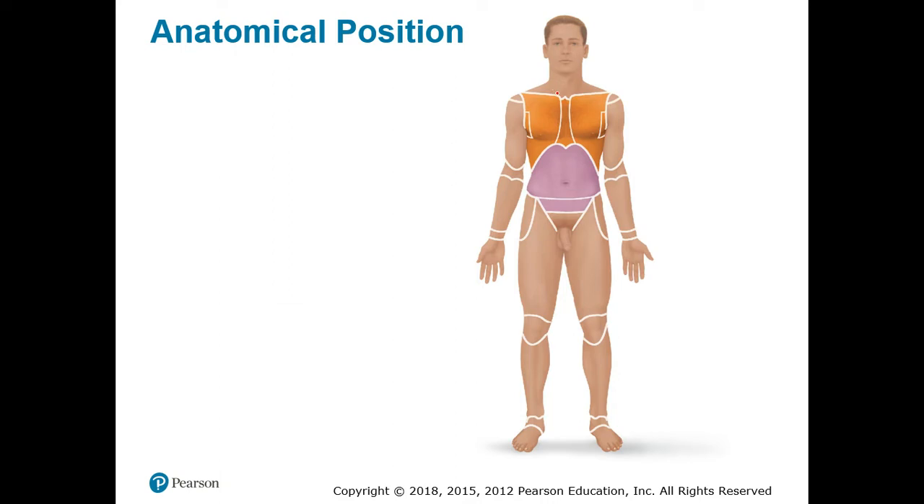So here is an example of anatomical position. You see this figure standing upright. His feet are parallel. His palms are facing forward. Notice his thumbs are towards the outside, and he's facing forward, with his head facing forward as well.